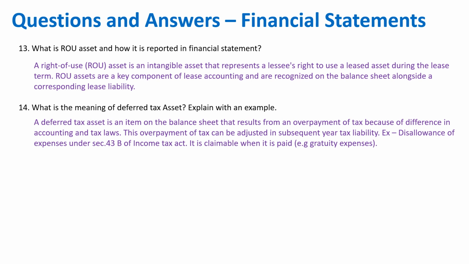Example, gratuity expenses. As this expense is disallowed, what will happen in the current year? Your tax liability will go up because as per the Income Tax Act, you can't claim it because you have not paid the gratuity expenses. But management knows that next year or in subsequent years, whenever the gratuity expense is paid, you can claim that expense and reduce the tax liability of that financial year, right? So you have to carry an asset to the extent which you will be getting benefit in future years. That is called deferred tax asset.